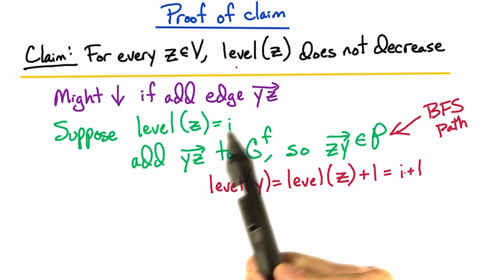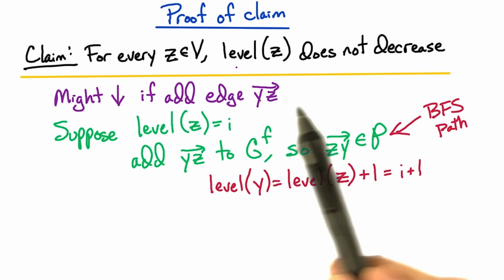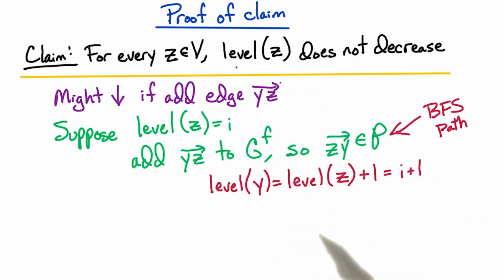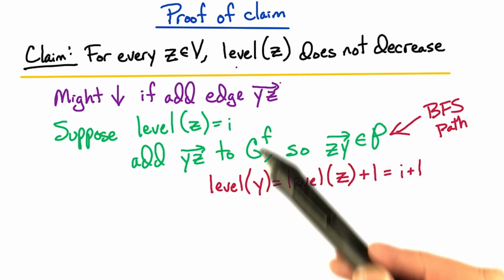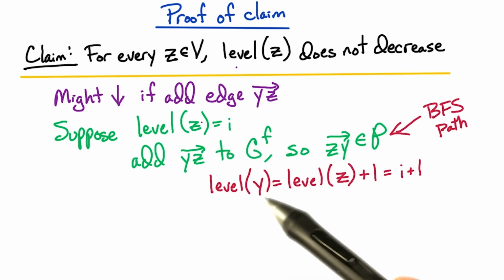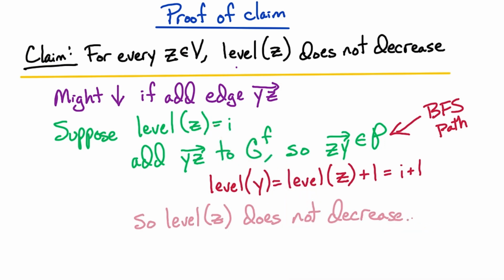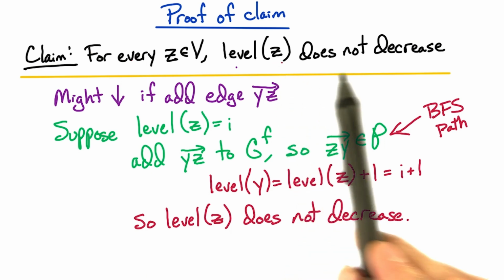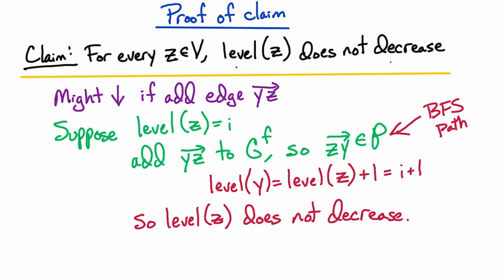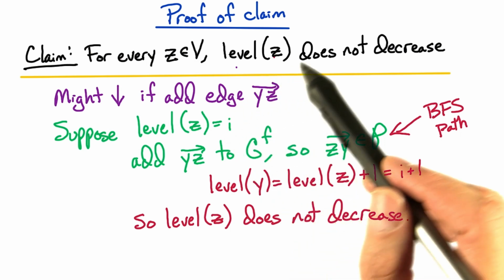So we added this edge from Y to Z, but this edge goes from a higher level to a lower level. So it certainly does not decrease the level of vertex Z. It does not give a shorter path to Z. So the level of the vertex Z does not decrease when we add this edge in. Now this completes the proof of this claim. So we've proved that the level of a vertex never decreases during the course of the Edmonds-Karp algorithm.